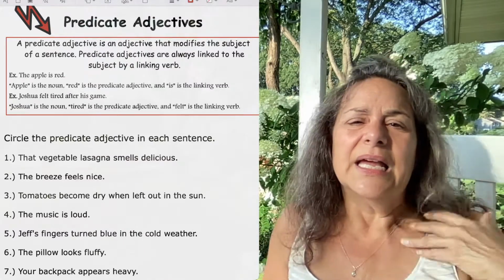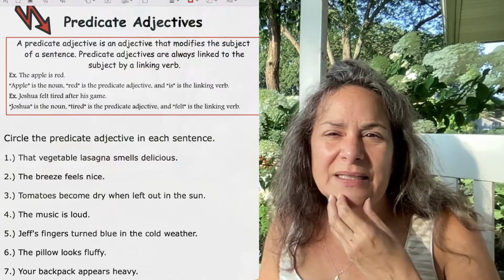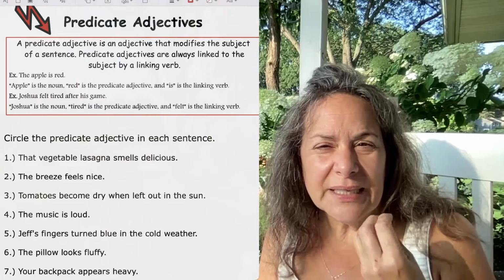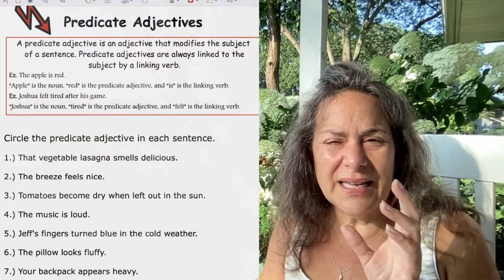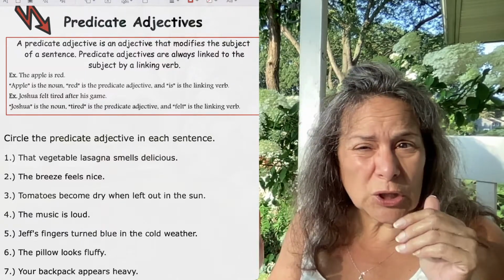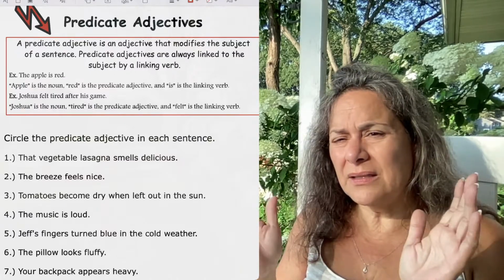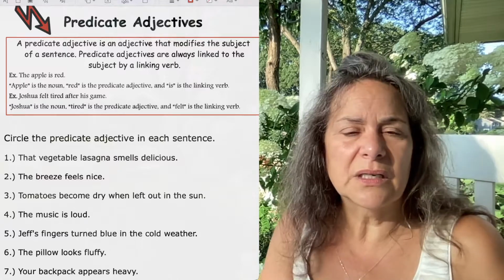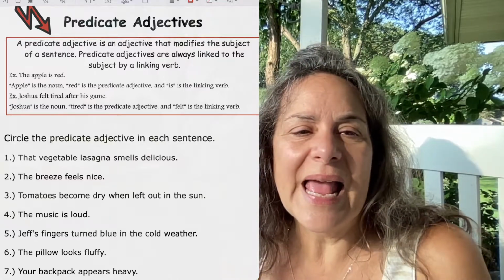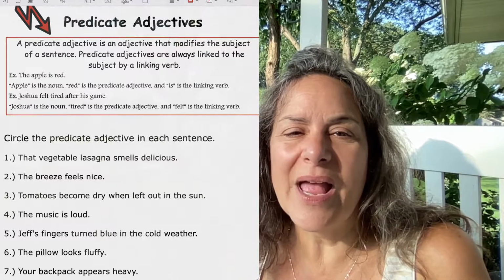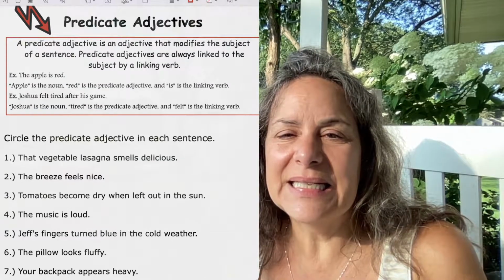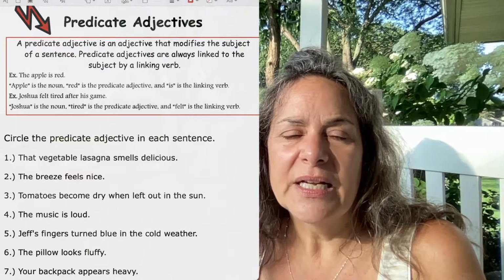It's not the same as linking verbs like become, appear, is, was, were. What this is, it's linking the second part of the sentence to the first part. The apple is red. Apple is the noun. Red is the predicative adjective. And is is the linking verb.